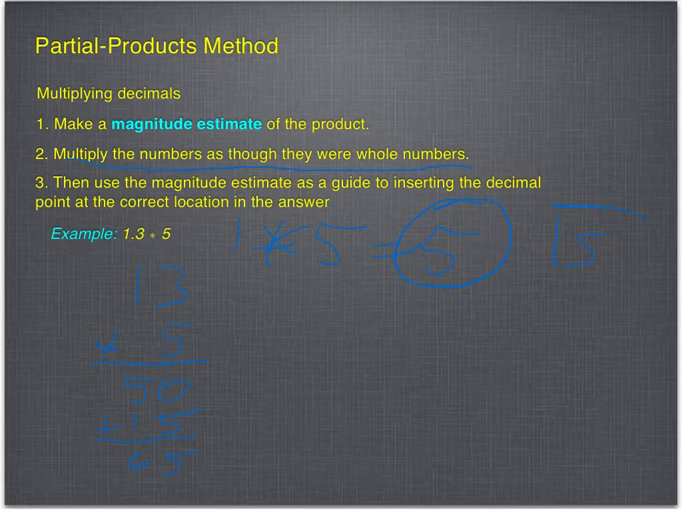Now, based on our estimate right here, the answer should be in the ones place. So to make this problem in the ones place, I need to put the decimal between the 6 and the 5, because then I have 6 ones and 5 tenths. So it's the estimate that gives you the key about where the decimal is going to go.